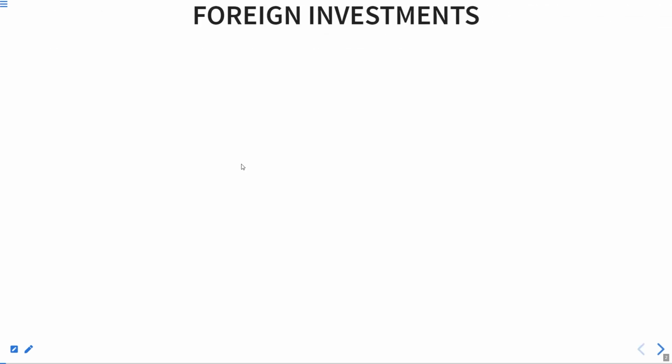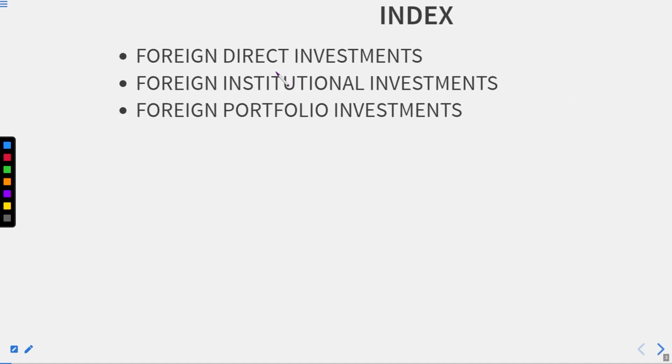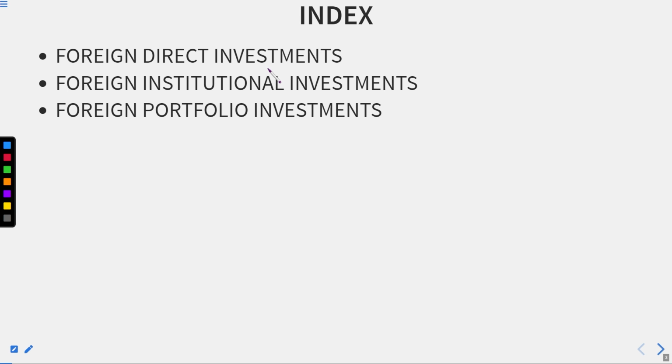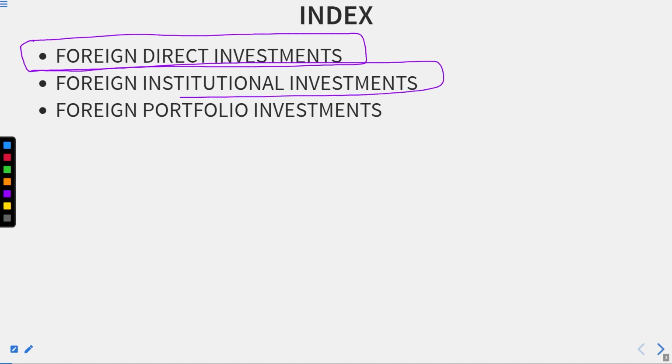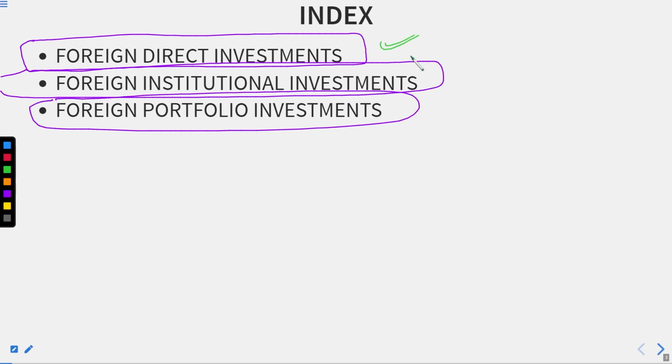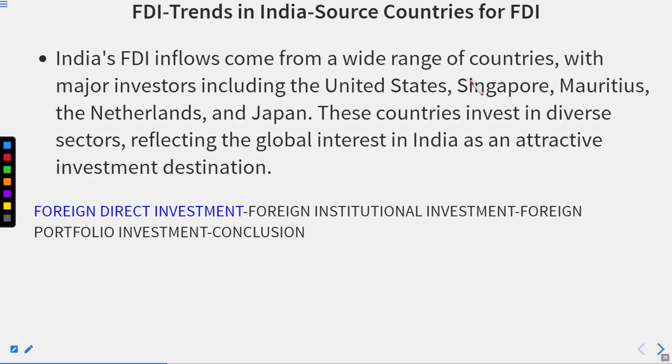So students, as we know, we are covering the financial system, and we have started the discussion over foreign investments. These are the topics we have scheduled under this series: foreign direct investments, foreign institutional investments, and foreign portfolio investments. We have been discussing foreign direct investment for the last few lectures. The topics we are left with are foreign institutional investments and foreign portfolio investments. We will continue from where we left in the previous lecture, the trends and the source countries for FDI.